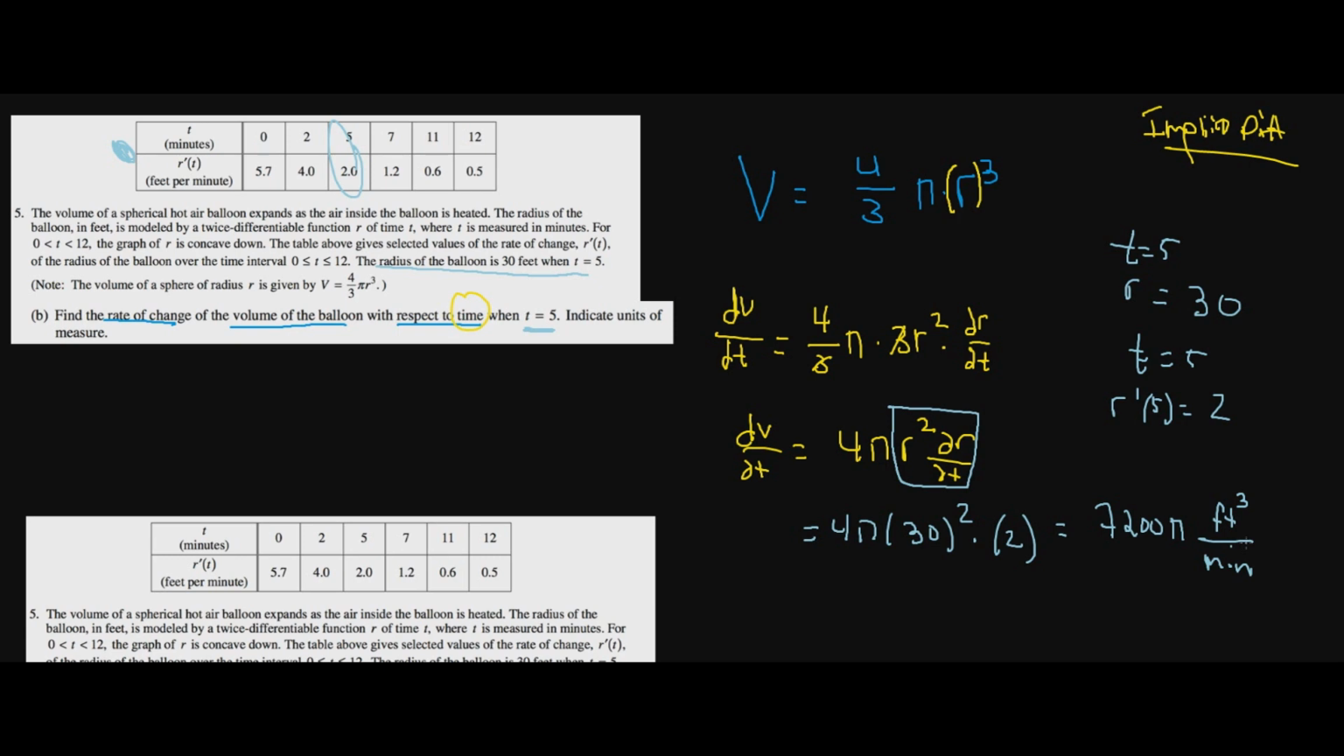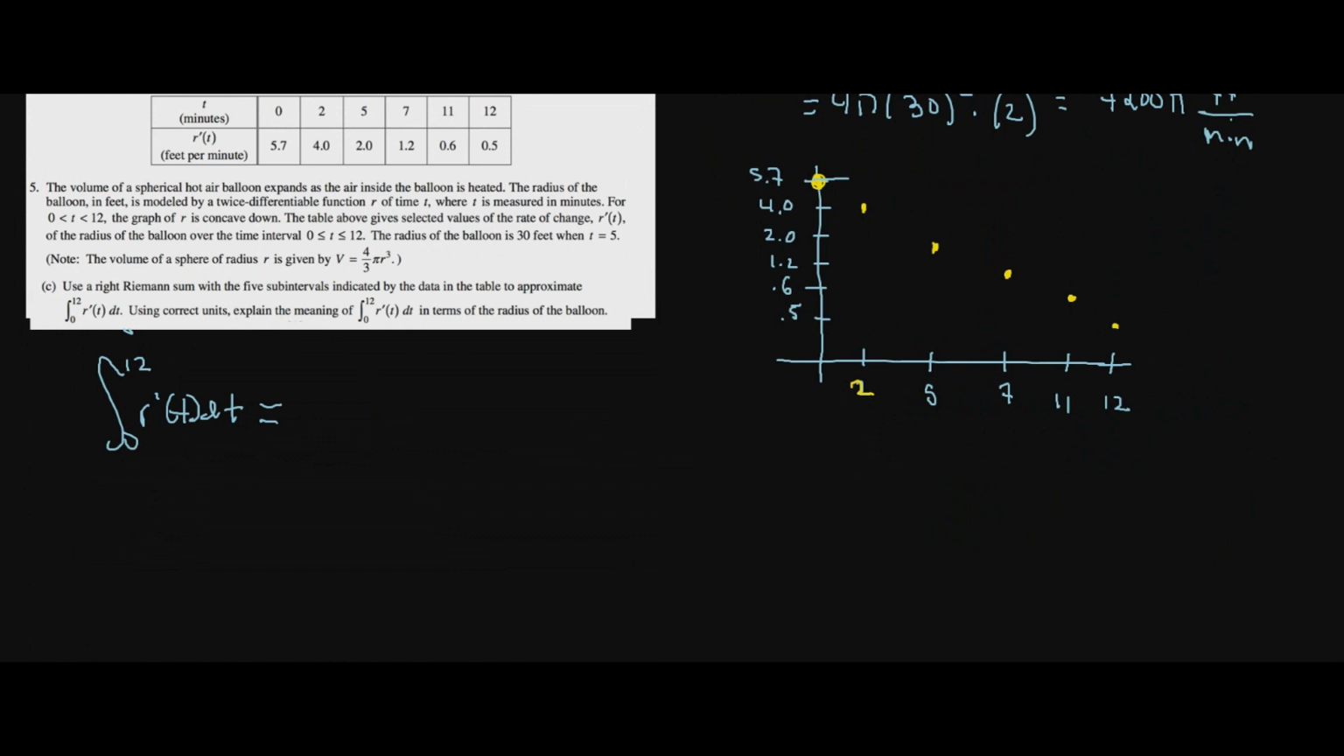And that would be the solution to our problem. Very tricky, because we had to make sense of the fact that when t equals 5, our radius is 30, and the dr/dt, the rate that the radius is changing when t equals 5, is actually given to us by the table values. Very good. All right, let us begin question number 5.